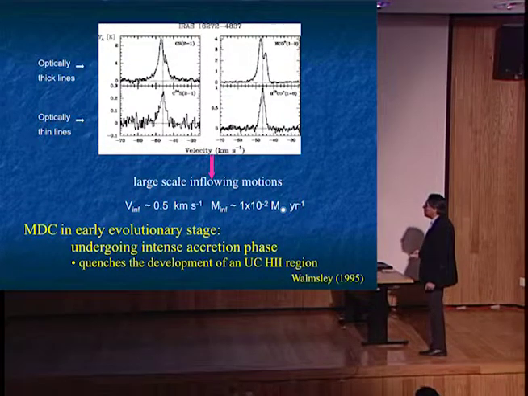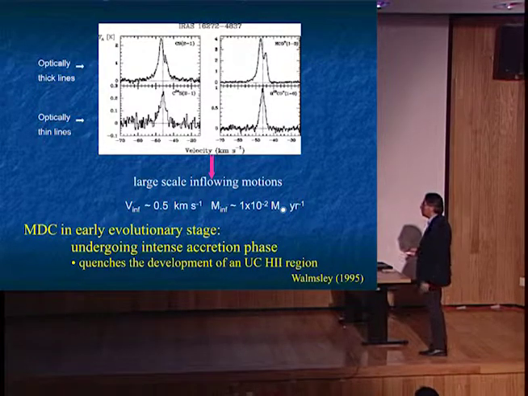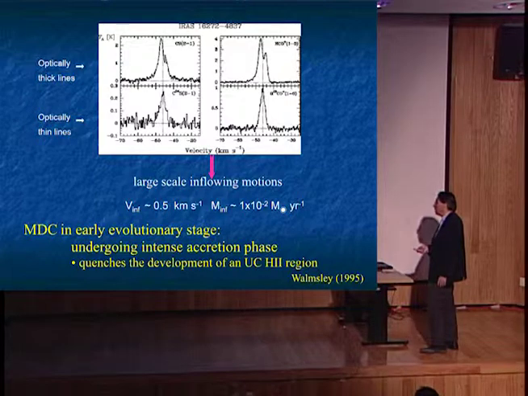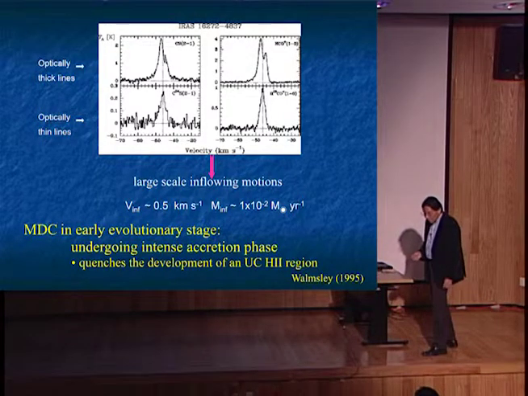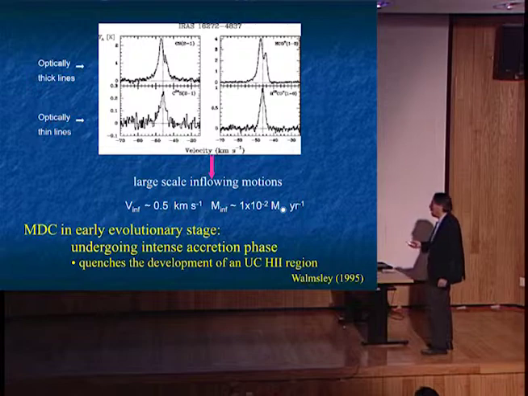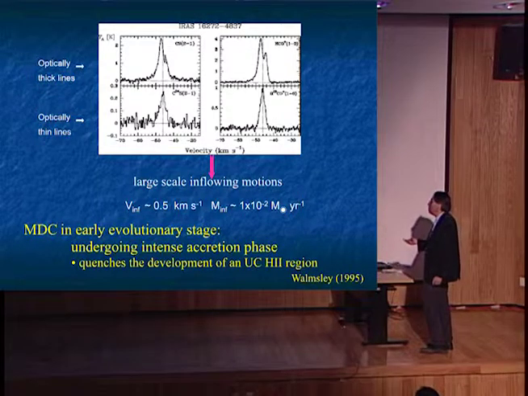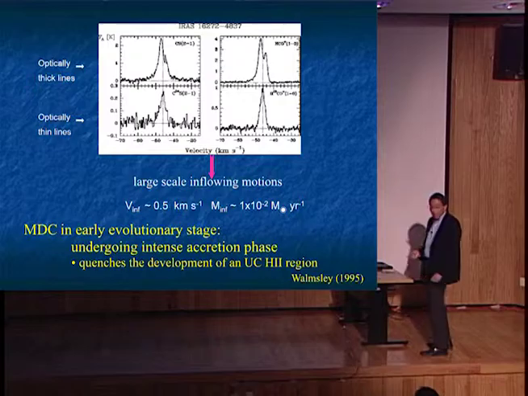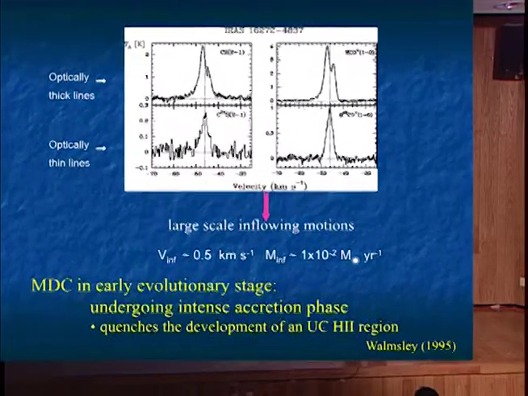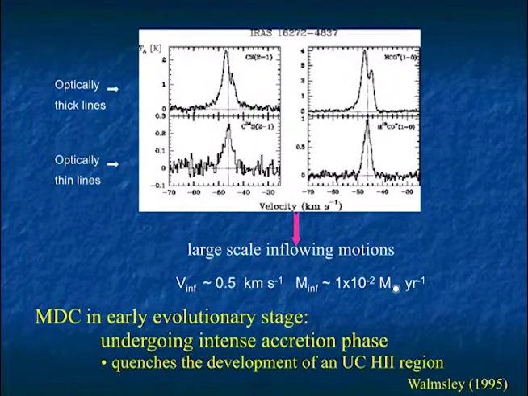So, a massive core in an early evolution stage undergoing intense accretion phase. This is the second phase. And the non-existence of radio emission is perhaps because the intense accretion phase quenches the development of an ultra-compact H II region, as has been shown by Walmsley. Just have the velocity here, I mean, for that kind of mass and radius, we expect an infall velocity of about 5 km/s. Because we measure, I mean, this is derived from a simple model, of course, it's a velocity, but it's different from the profile.